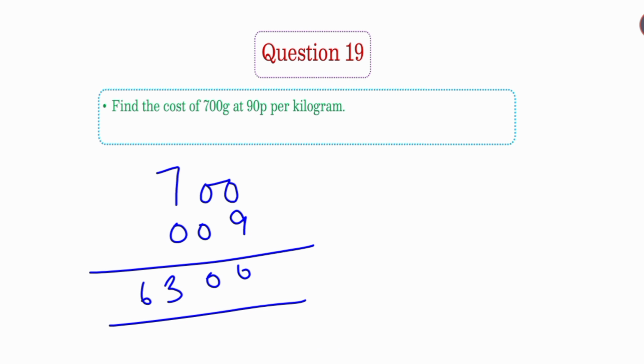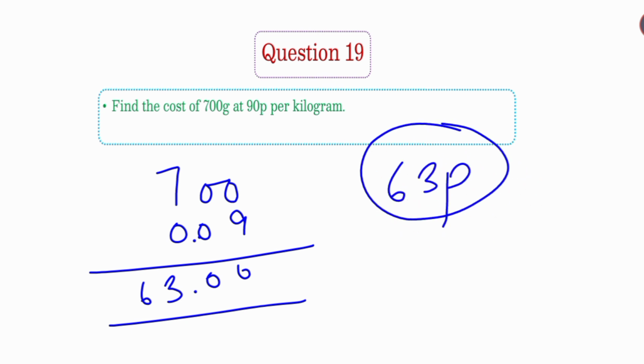It is 6300, and after that we'll put a point, so it is going to be 63. So it means for 700 grams the price would be 63 pence. 63 pence is the price for 700 grams if something is being sold at the rate of 90 pence per kilogram. Let's just move on to the next question.